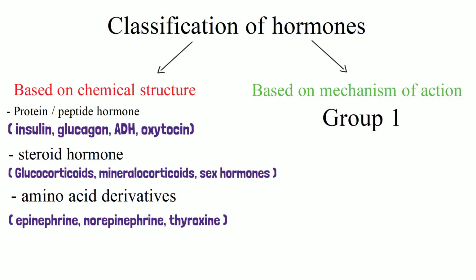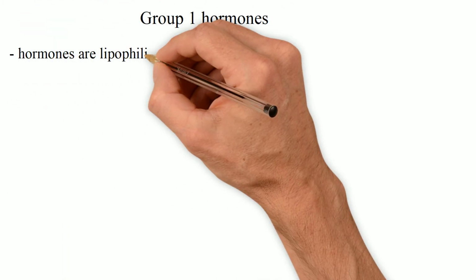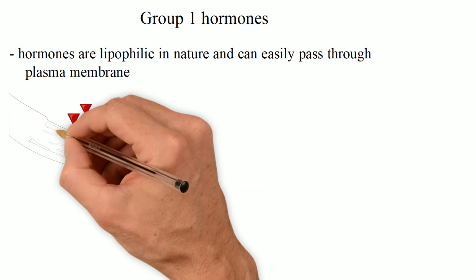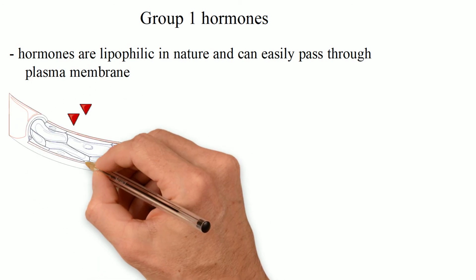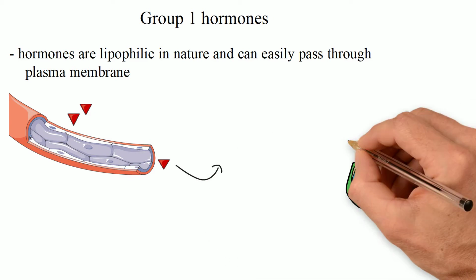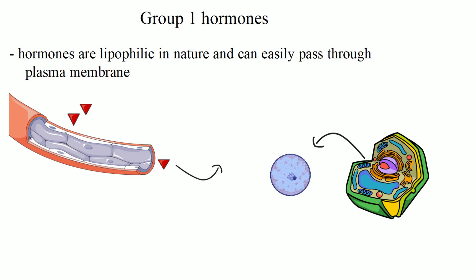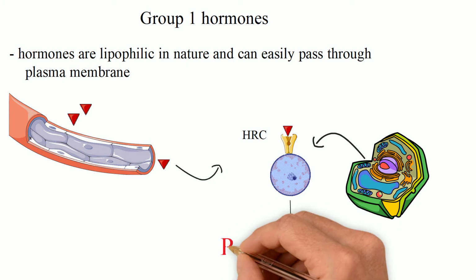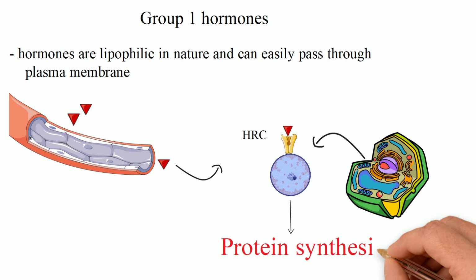Based on mechanism of action, we have two groups of hormones, group 1 and group 2. We will discuss each group one by one. Group 1 hormones. These hormones are lipophilic in nature and they can easily pass through the plasma membrane. A hormone secreted by a specific tissue enters into the bloodstream and reaches the target site. As they are lipophilic in nature, they can easily pass through the plasma membrane and enter into our cells. The receptor for these hormones is present on the nucleus. The hormones bind with the receptor and there is production of hormone receptor complex, and this hormone receptor complex brings intracellular changes which is activation of protein synthesis.